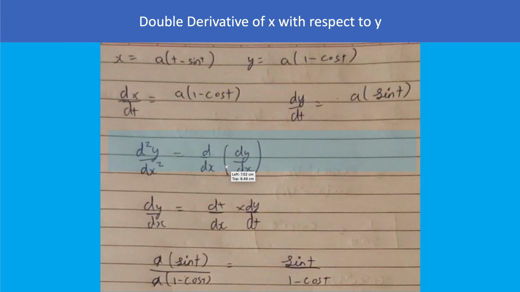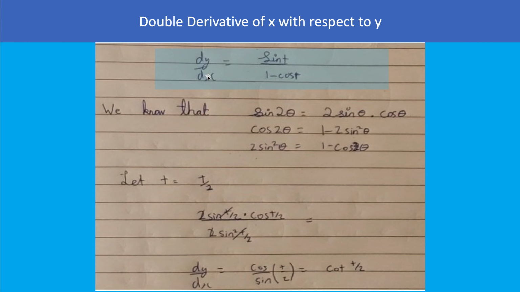Now d square y upon dx square is this, right? dt by dx into dy by dt. Here you can see it's the same thing. dt can be cut, right? So what we are saying is we need to divide our dy by dx, which is a upon a sin t divided by a into 1 minus cos t, and we get this.